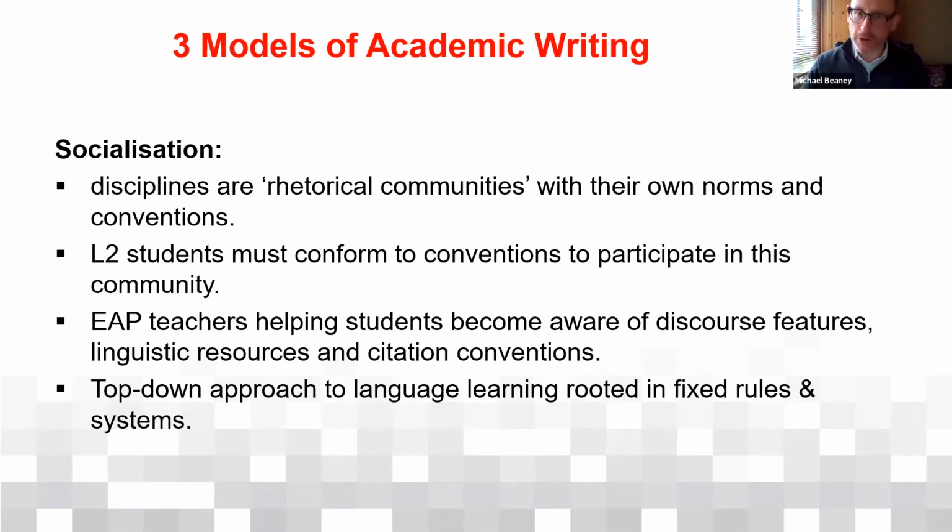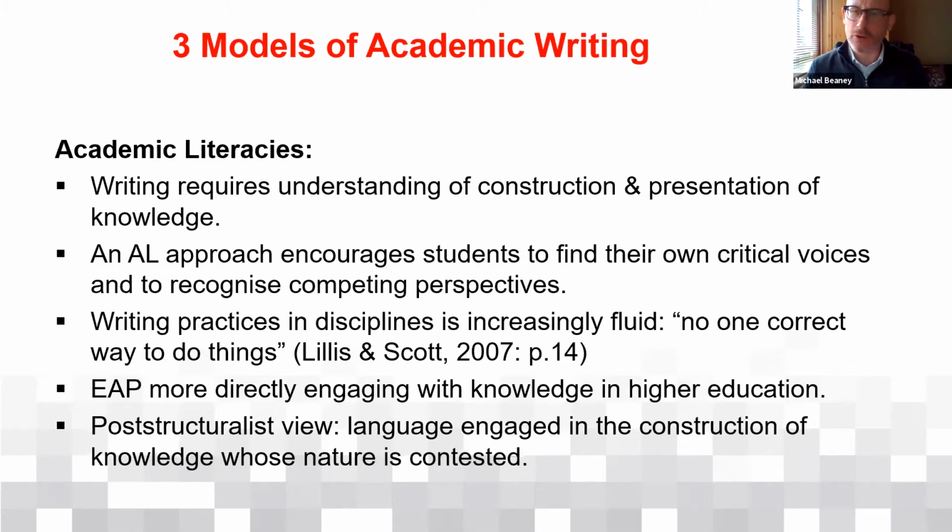So the third model has gained a lot more prevalence, particularly since about 2007, 2008. And this is an academic literacies model. It's informed a lot more by postmodernist, post-structuralist theory. And this model views academic writing much more as a construction. We're constructing knowledge and we're presenting knowledge to departments. And this approach is a little bit more bottom up.